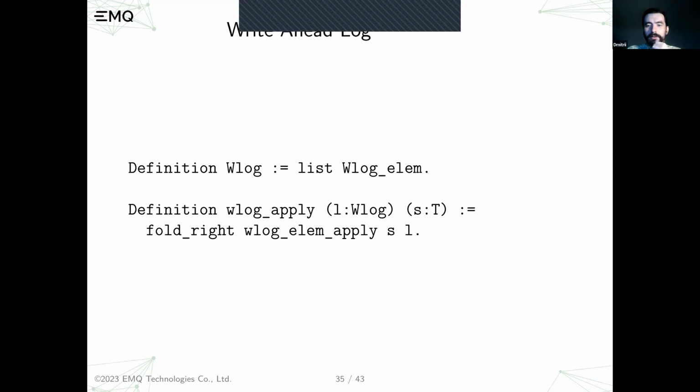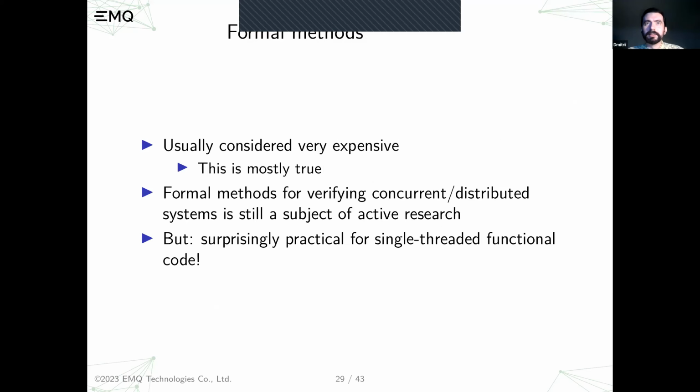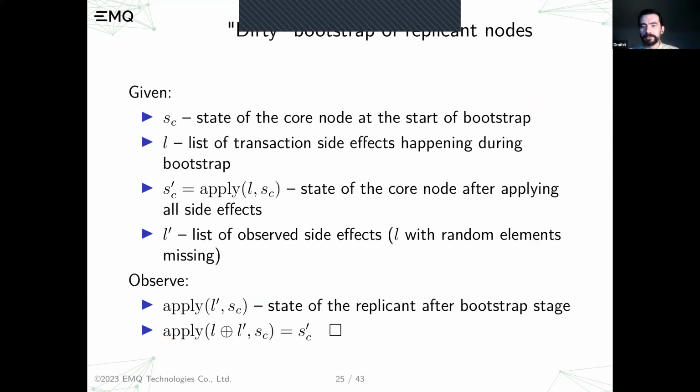And this way we were able to reason about some algorithms where we dropped some transaction logs or reordered them. For example, we formally defined this lossy transaction log that we discussed in the bootstrap stage, and then we were able to do a fairly boring inductive proof that this property is indeed true. Yeah. Great. Thank you so much.